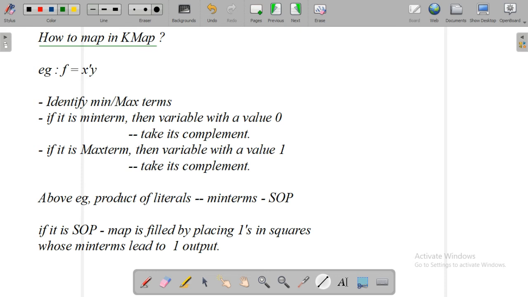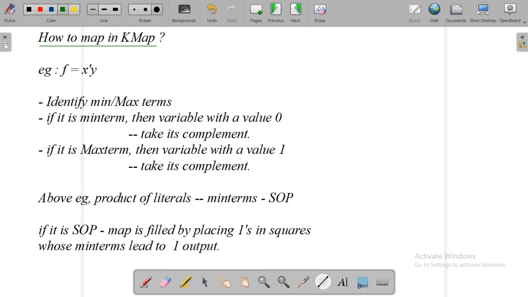Here two variables, two literals, x dash and y, are there in the expression f equal to x dash y. That is the product of literals, and product of literals is indicated by minterms. Minterms come under the SOP, that is, sum of products. So these are the steps you have to follow: identify from the given expression whether it is minterms or maxterms, that is SOP or POS.